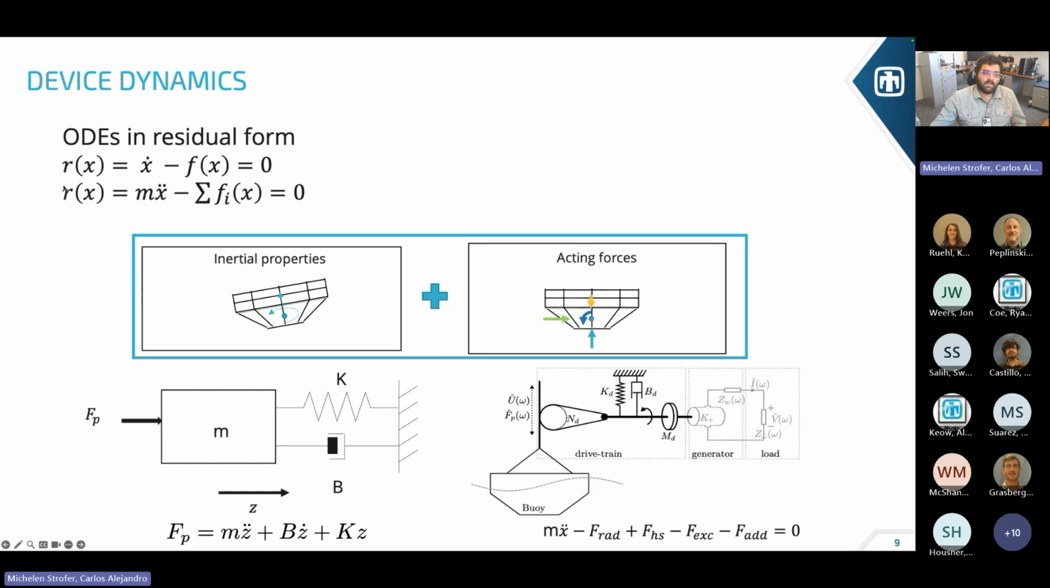And then we can write the residual form of this equation, which is equal to 0, and provide this as an equality constraint to the optimizer. In our case of a typical WEC, we have inertia, radiation forces, hydrostatic forces, excitation, and then any number of additional forces. And this is the formulation we use in WecOptTool, where by default, and you can change this, the dynamic equations include inertia, radiation, hydrostatic, and excitation, and the user can provide additional forces.